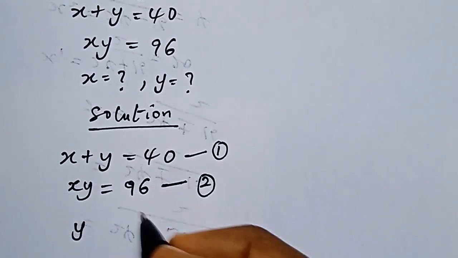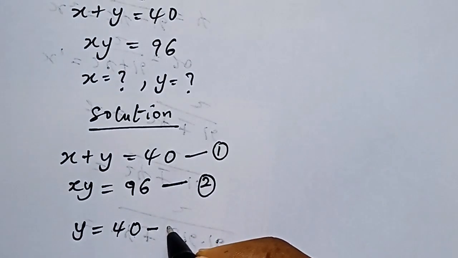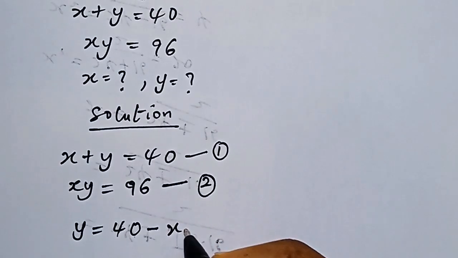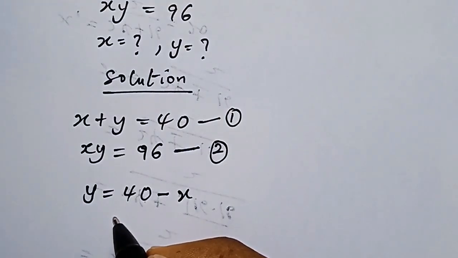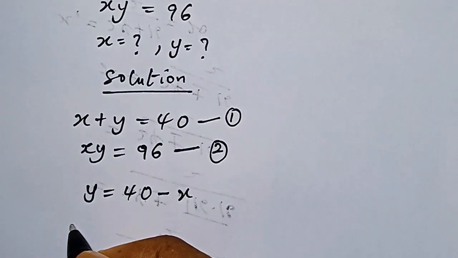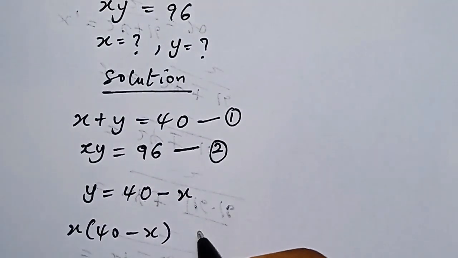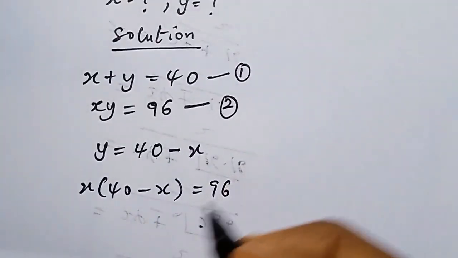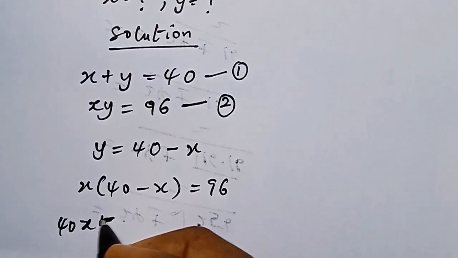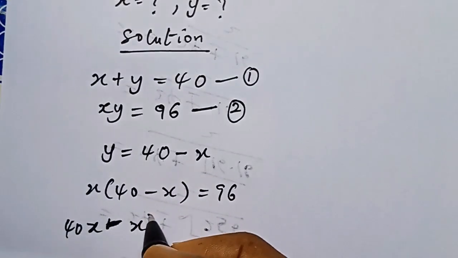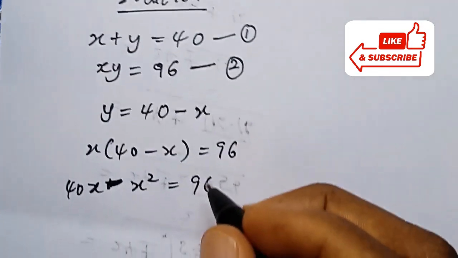So y can be taken from equation 1, and y will be equal to 40 minus x. Then we can input this into equation 2. So we have x into bracket 40 minus x equals 96. We then expand the left hand side. We have 40x minus x squared, equals 96.